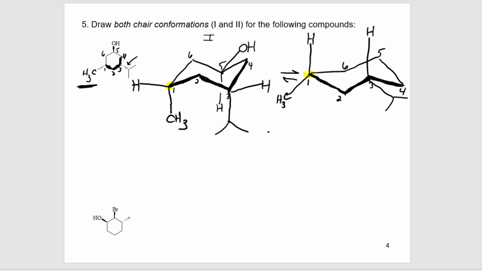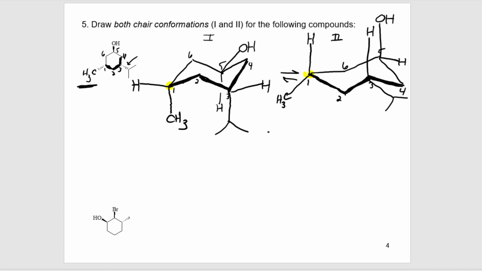Skip 4, go to 5. Draw your bonds first, fill them in after. Your alcohol is up, wedge, so that means it's up here. And that is the chair flip. I've now successfully drawn both conformations for the cyclohexane given these 3 substituents.